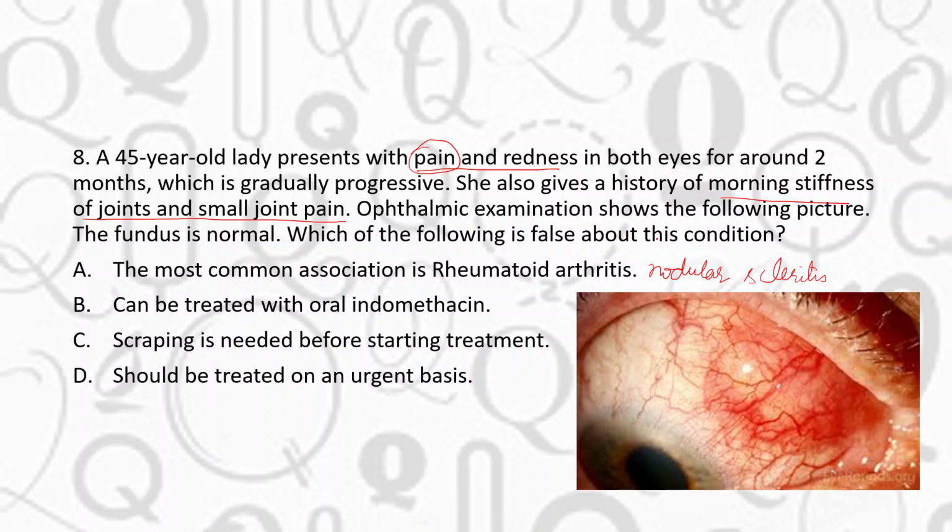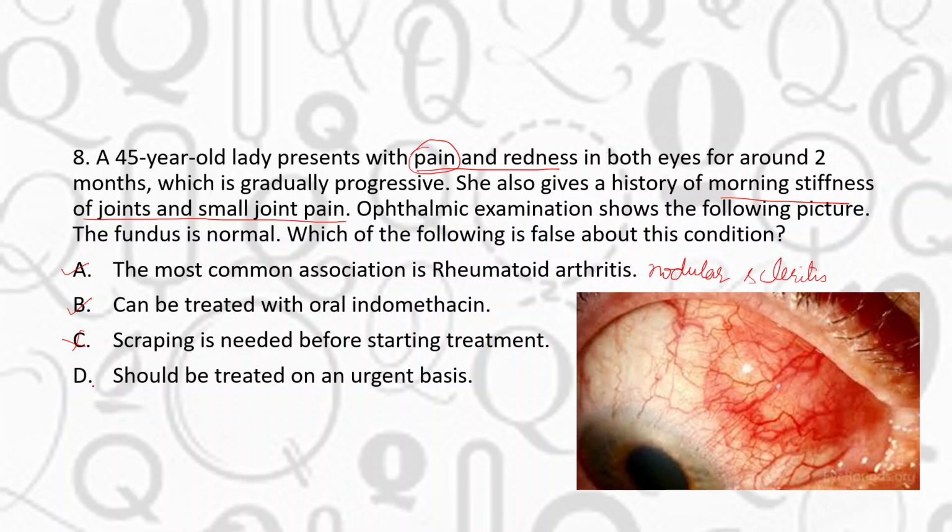So what is false about this condition? The common association is rheumatoid arthritis. Yes, we discussed this. Can be treated with oral indomethacin. Yes. Scraping is necessary for starting treatment. No. Scraping is done only when conventional therapy with steroids fails. When steroids are not acting, then probably you have to think of infective etiology, so scraping is performed only in such cases.